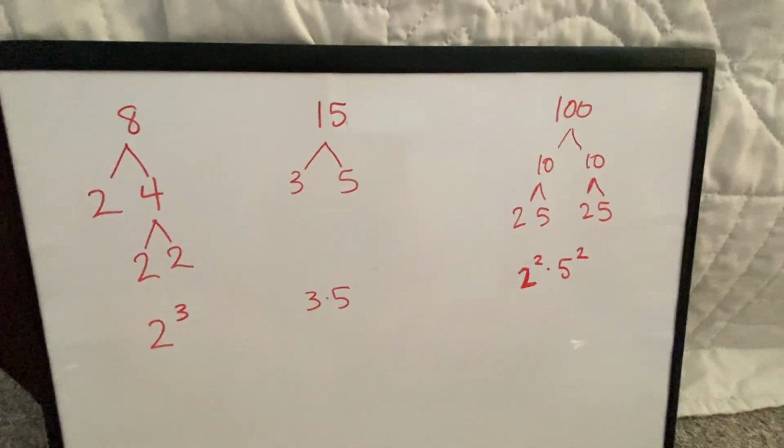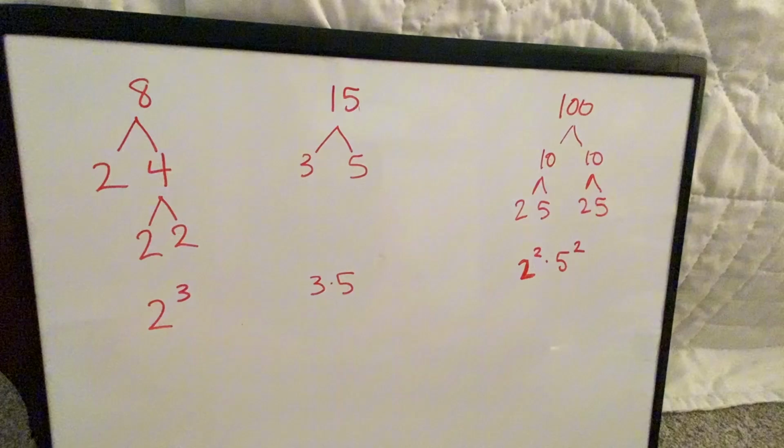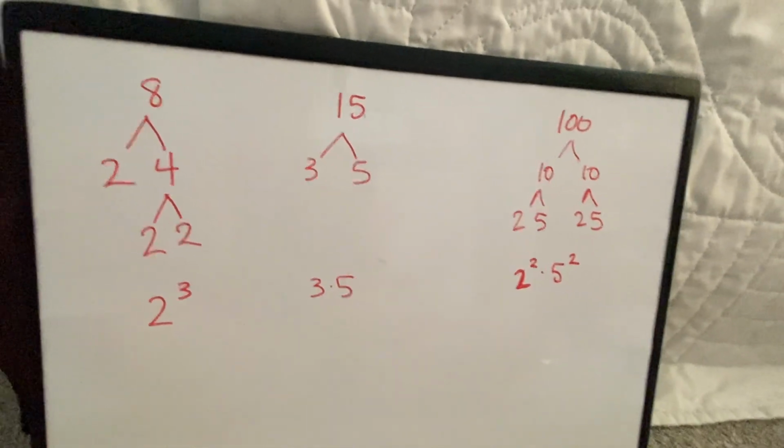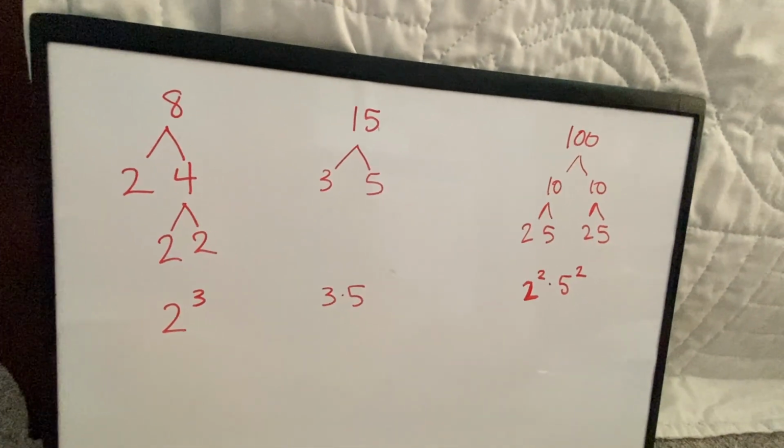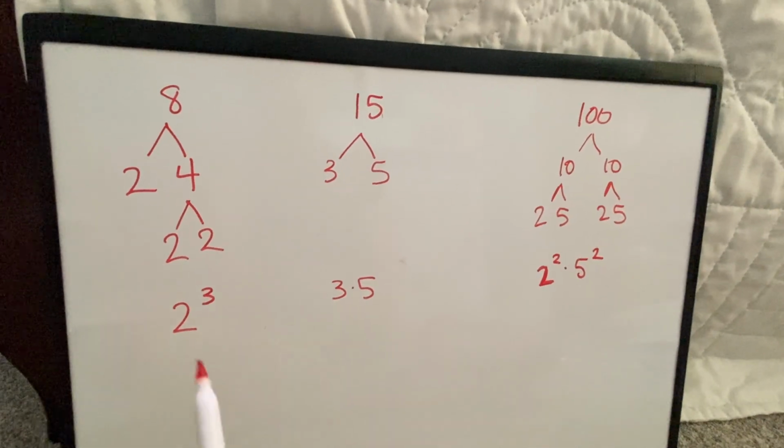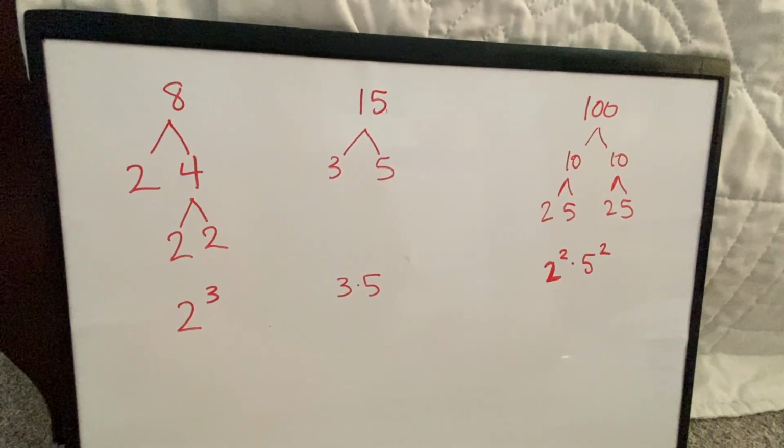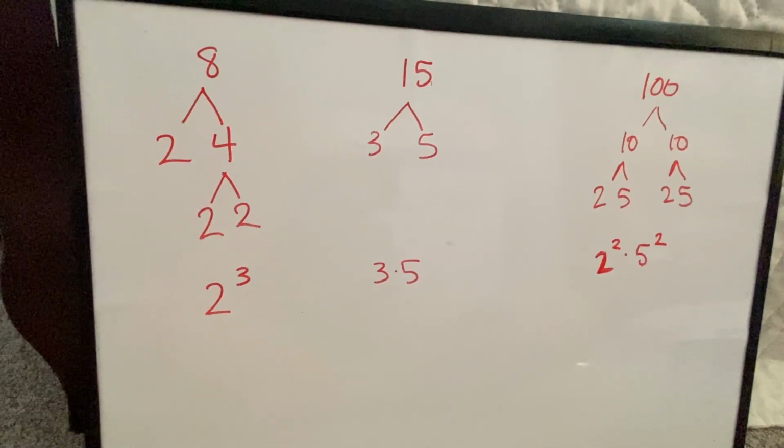So here we have 2 cubed, 3 times 5, and 2 squared times 5 squared. That's the prime factorization of all of these numbers. Now, how do I find the least common multiple using this information?